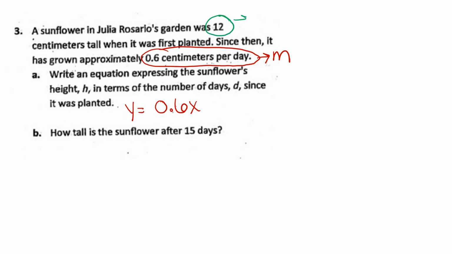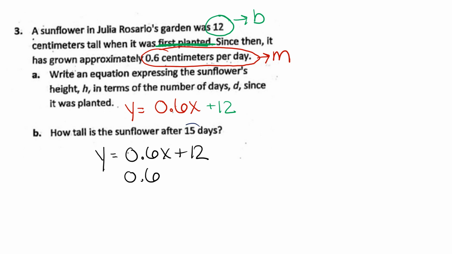Our b value is our 12 because that's how tall it was when it was first planted. In the beginning, it was 12 centimeters tall. We're going to use that equation, y equals 0.6x plus 12, and we're going to solve it for our 15 days. So we're going to plug it in.